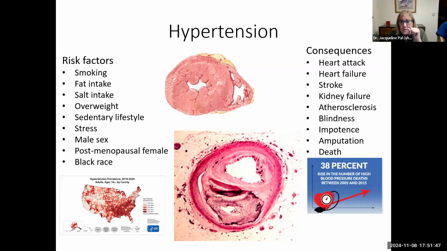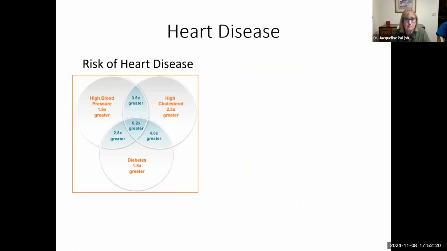And if we look in the United States, there was a 38% increase in the number of deaths due to high blood pressure over a 10-year period between 2005 and 2015. So that's before COVID. That's before we had the stress and the sedentary lifestyle associated with COVID. So imagine what has happened since COVID. Sure, those numbers have skyrocketed since then. We just don't have the data since then.